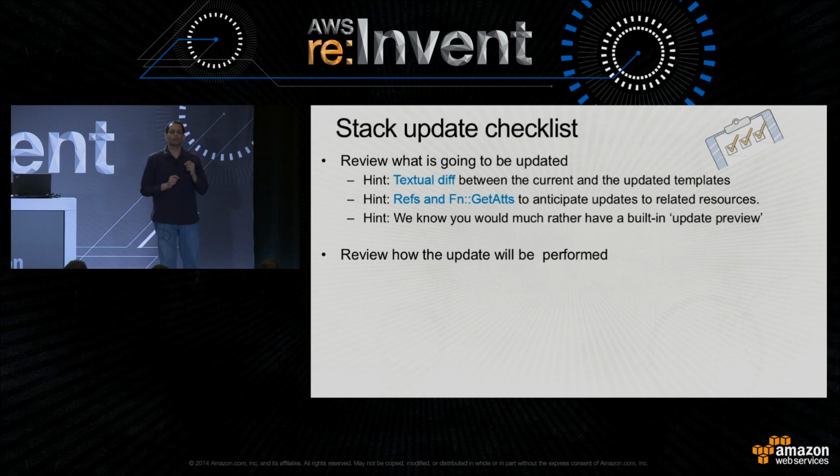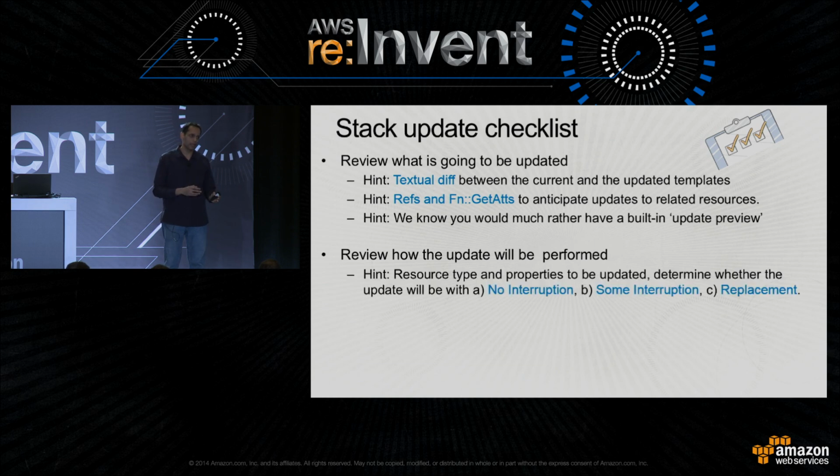Next is to understand how the update will be performed. There are three possibilities. Depending on the resource type and the property that you're changing, the update might have absolutely no interruption to the resource that you're updating. It might have some interruption, and in some cases, we may have to create a completely new version of the resource and then delete the old one. So make sure that you refer to our documentation to find out what kind of update it is going to be, and be sure that that is OK for your scenario.